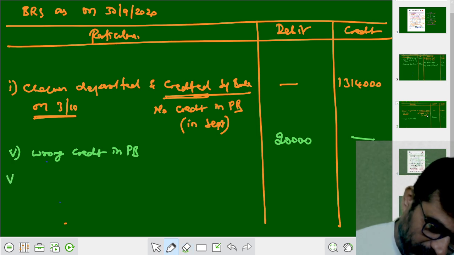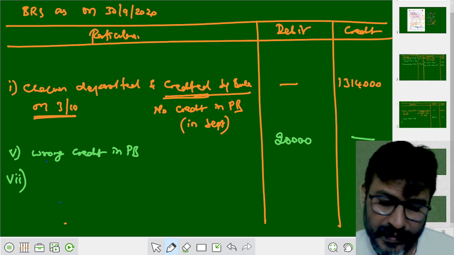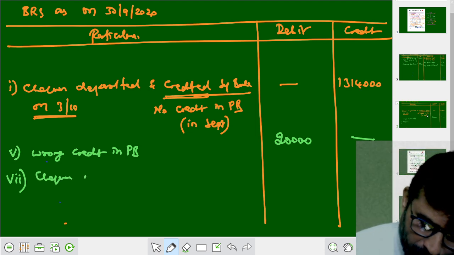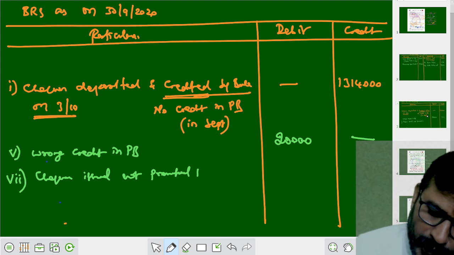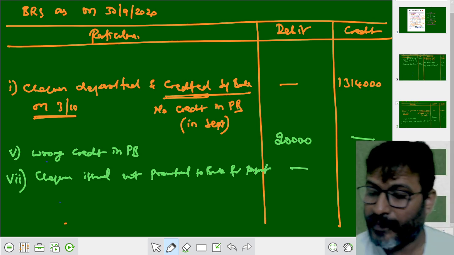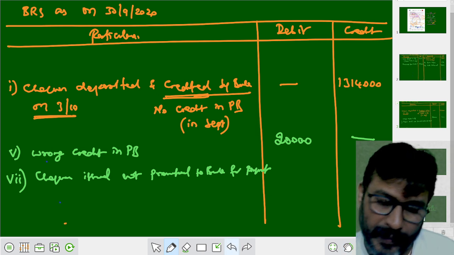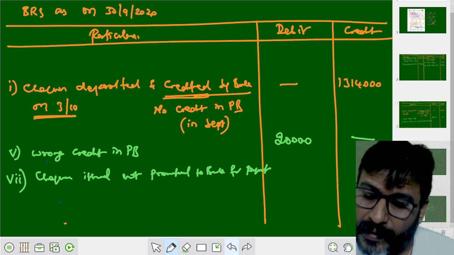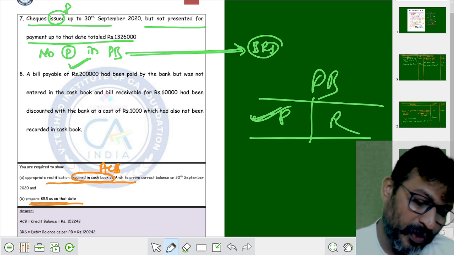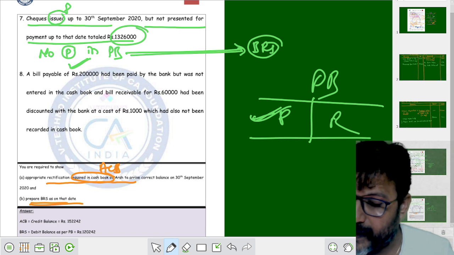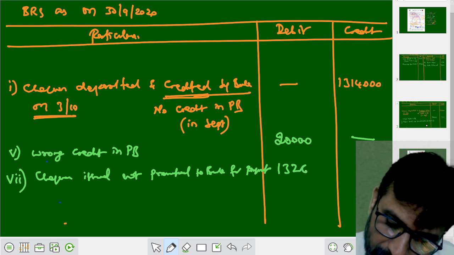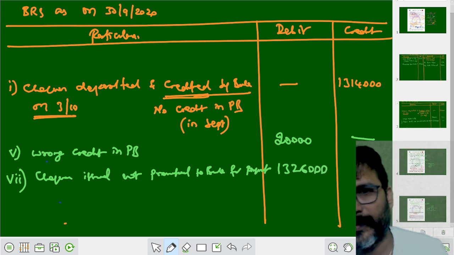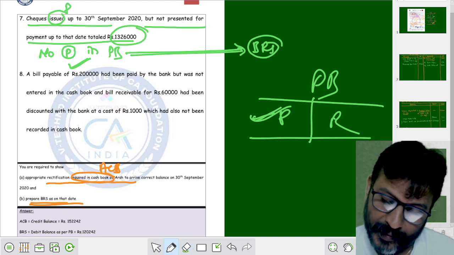Let me write the 7th point. Cheques issued but not presented to the bank for payment. Not presented to the bank for payment means I have to take it on the payment side only. Payment side means the debit side, with an amount of rupees how much? 13,26,000. Fine. See the last point of the problem.